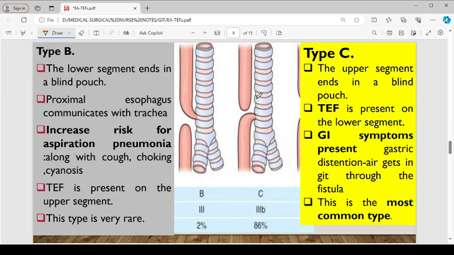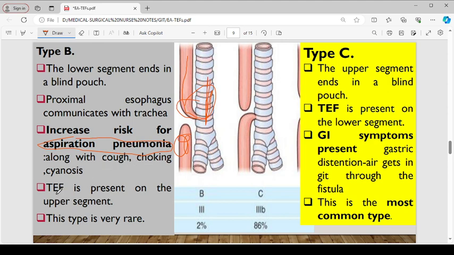Okay. The next one is type B, and in type B, you find that the lower segment ends in a blind pouch, which is here, while the proximal esophagus is going to communicate with the trachea. You can see it here. So in this case, you can imagine if there is food coming through the esophagus, it can easily get into the trachea and the respiratory tract, and this is why we say there is increased risk of aspiration pneumonia, along with the other 3 C's of atresia: coughing, choking, and cyanosis.